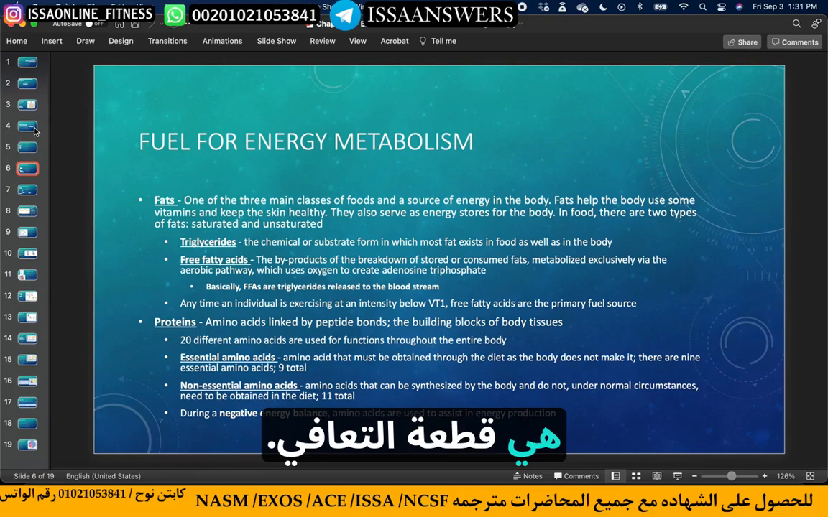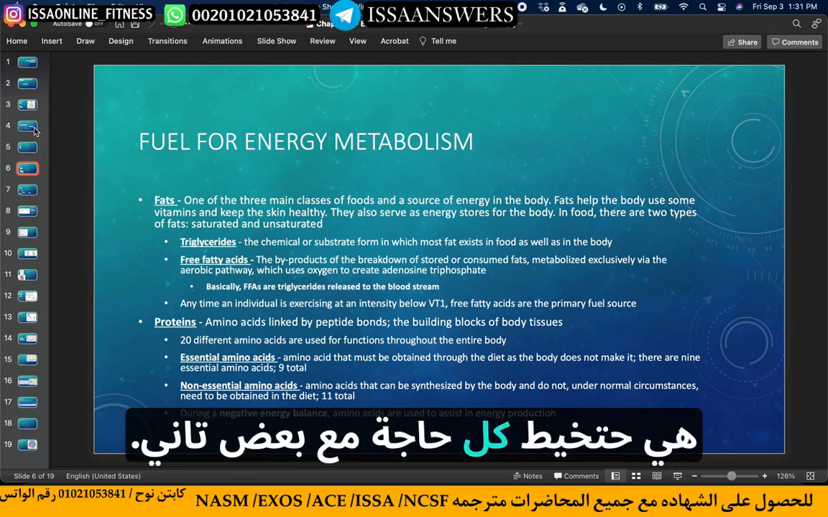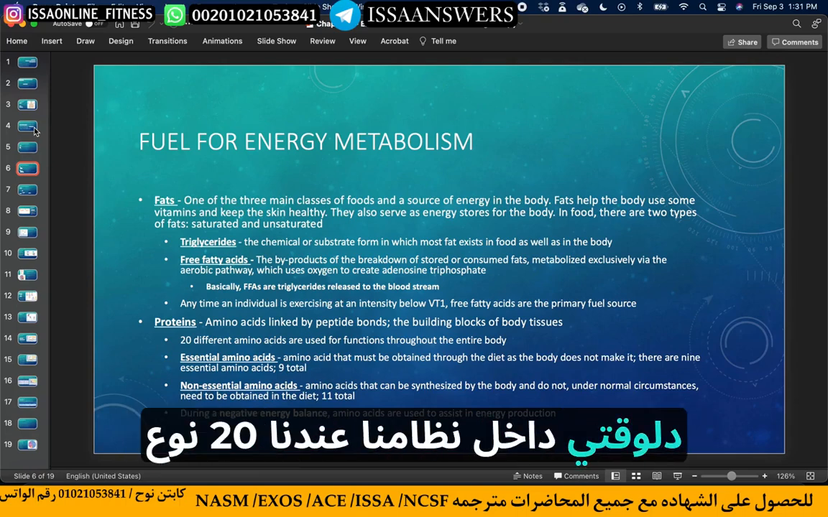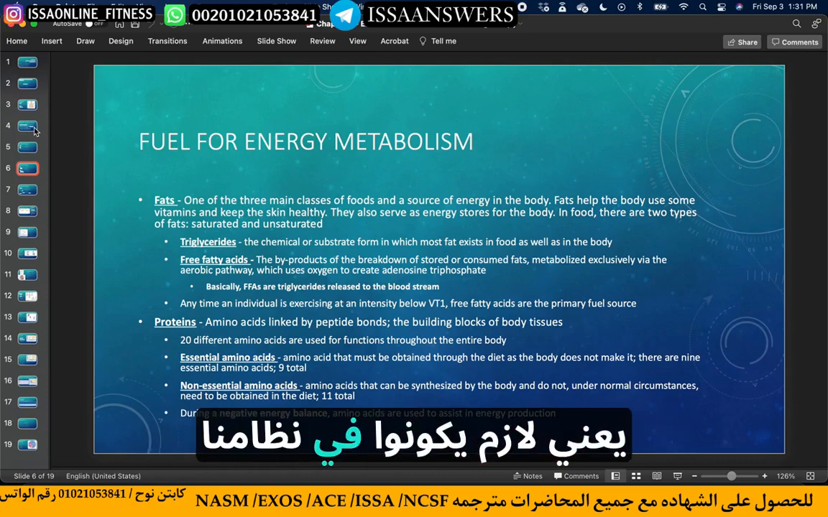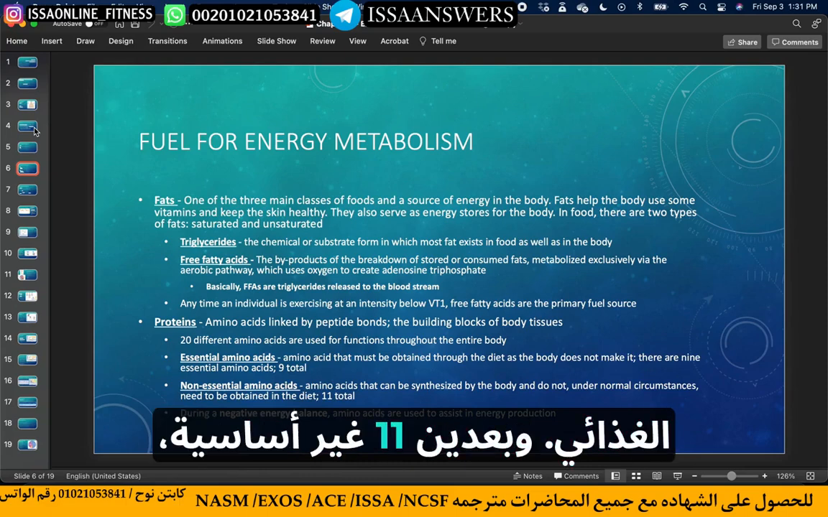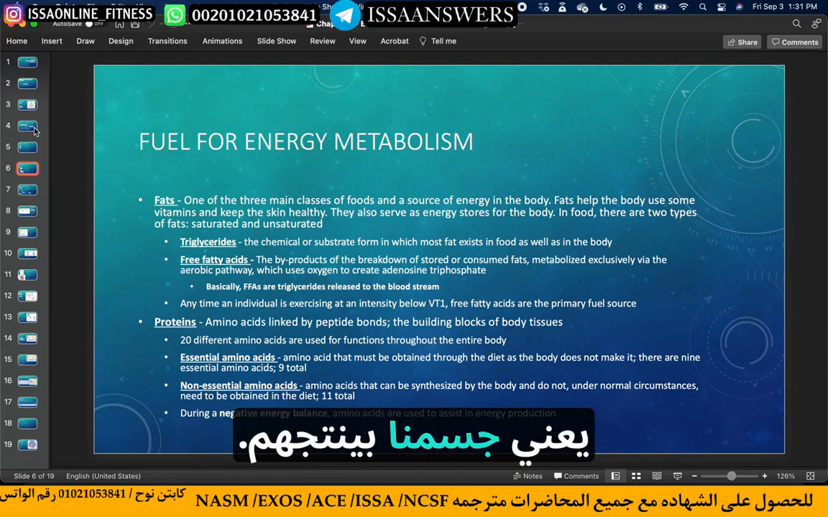They are the building block. They are the recovery piece. They are going to basically sew everything back together. Now, within our system, we have 20 different types of amino acids, 9 of which are essential, which means we have to have them in our diet. And then 11 are non-essential, which means our body produces them.